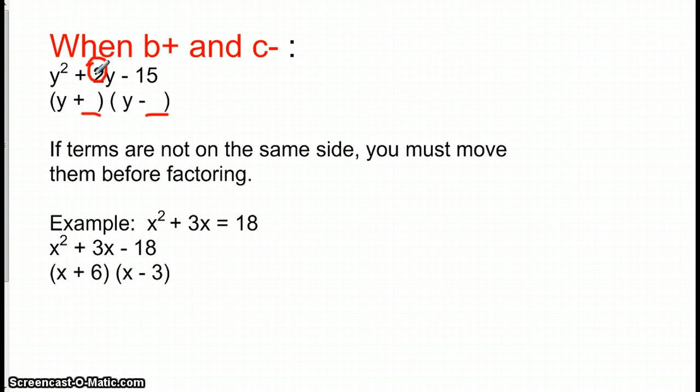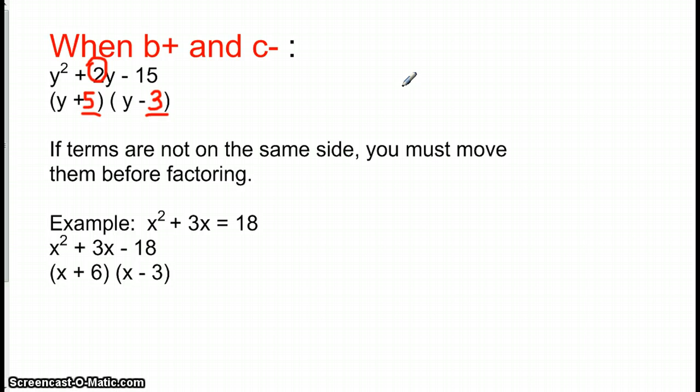But in order for it to be a positive 2, the 5 has to be positive and the 3 has to be negative. Okay? Then when you FOIL that out, you'll get a positive 2y and a negative 15.